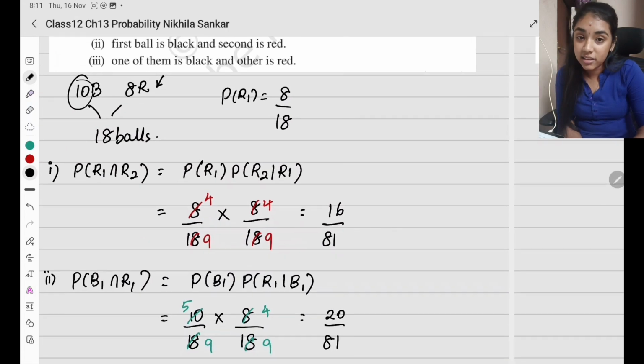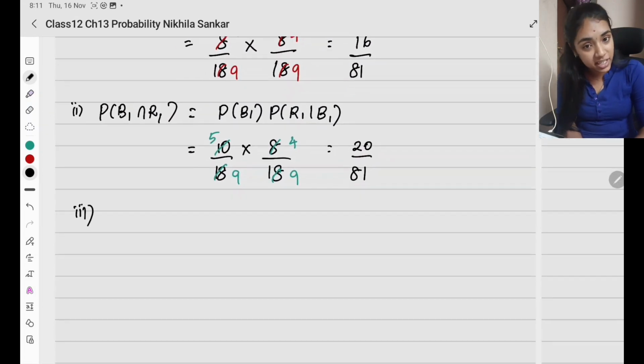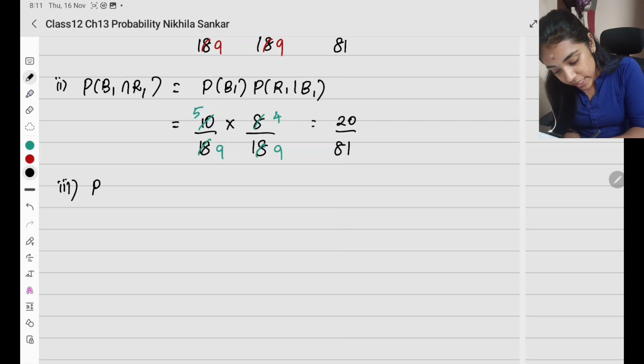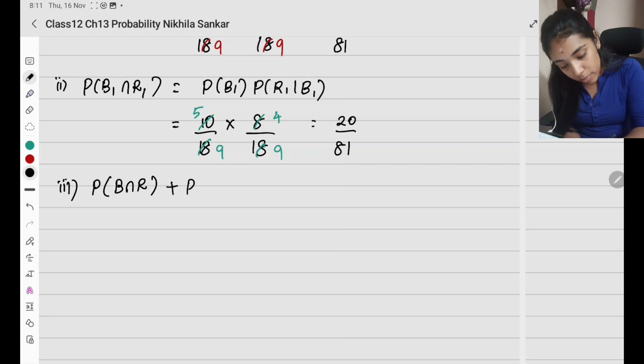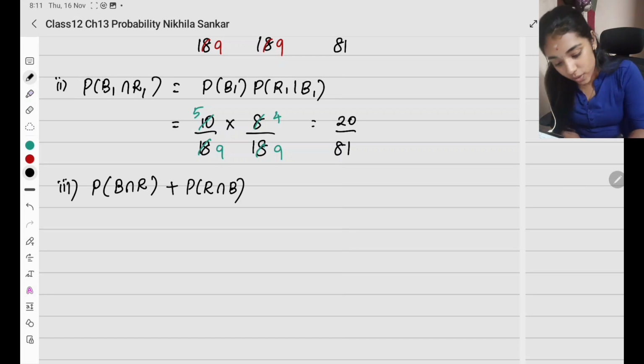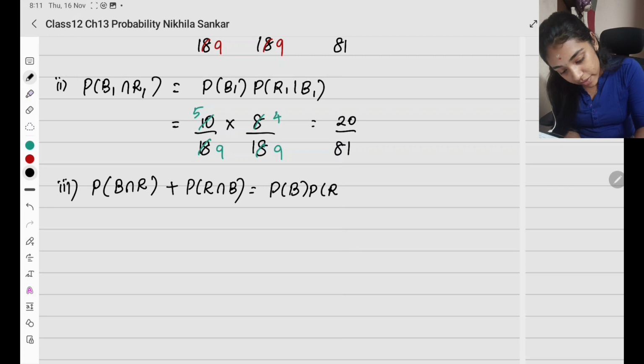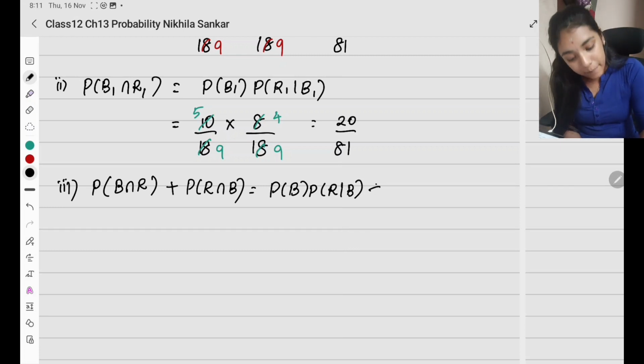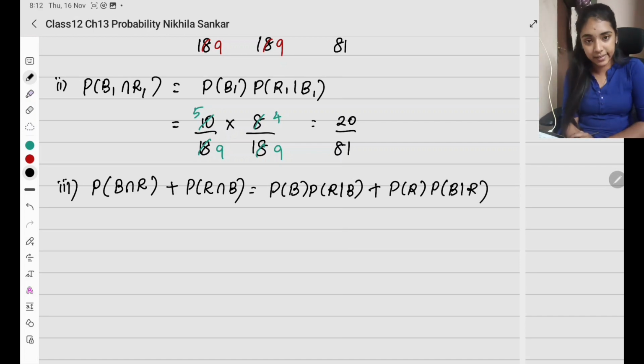one of them is black and the other is red. It doesn't say which is first and which is second. So what are the two different possibilities? Probability that first I take a black and then I take a red, or probability that first I take a red and then I take a black. There are two options. So this is going to be probability of black times probability of red given black, plus probability of red times probability of black given you have already taken red.